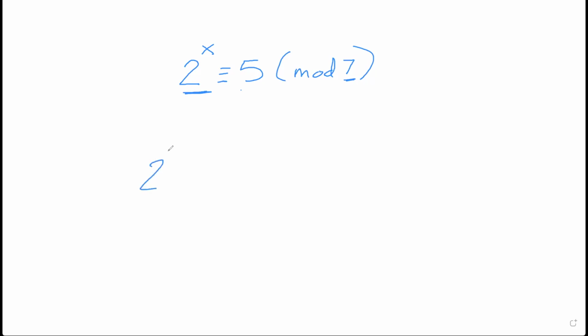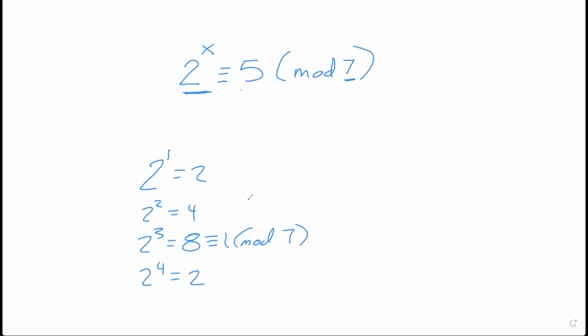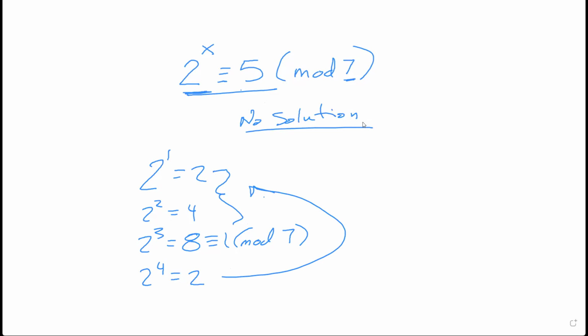let's just look at the powers of 2. 2 to the first power is 2. 2 to the second power is 4. 2 to the third power equals 8, but 8 is congruent to 1 mod 7. But that means that 2 to the fourth is 2, and notice we're starting back again. We're just cycling back through. That's a problem. It actually means if I gave you this problem, it has no solution.